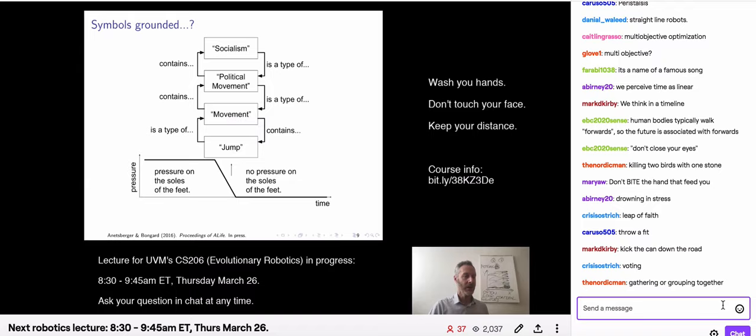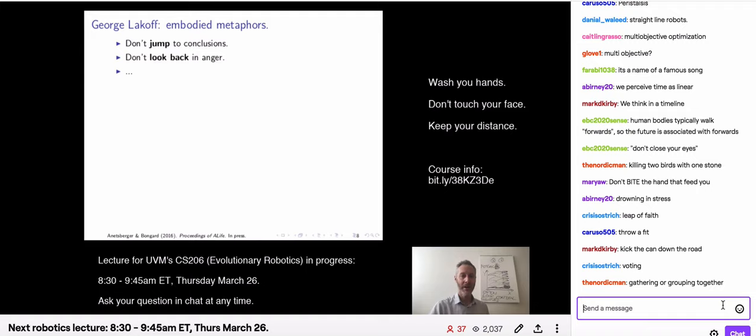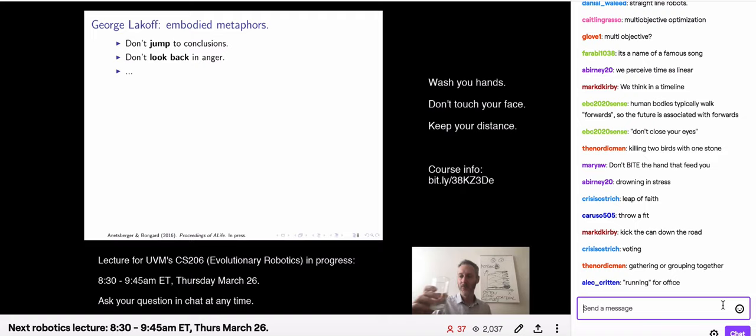Voting. Voting is still an abstract word. You're right, though, it's a little bit more motoric. Gathering or grouping together, there's a good one. So obviously you can imagine a bunch of people being bunched up together, that maybe is a supporting motoric concept for democracy. Think about our embodied metaphors. Are there some embodied metaphors that relate to the concept of democracy or voting? Running for office, that's a great one, absolutely.